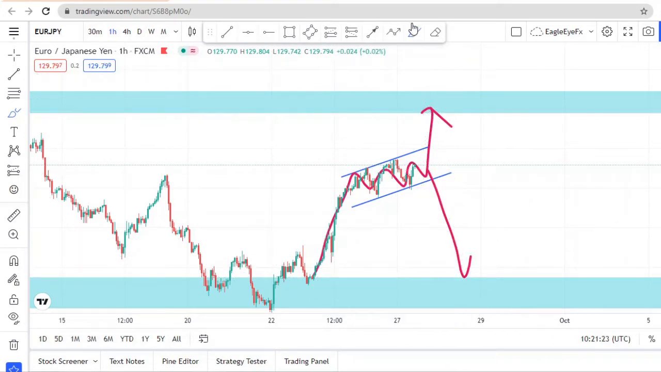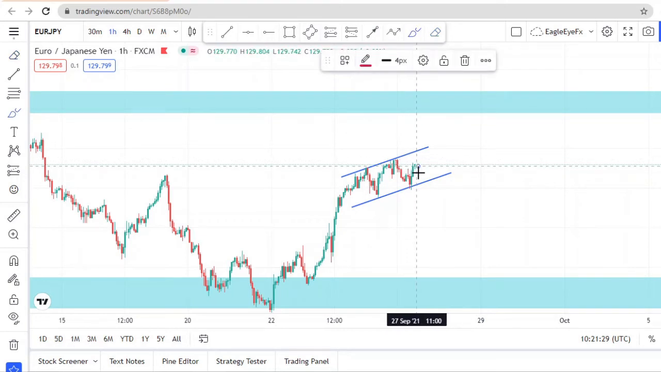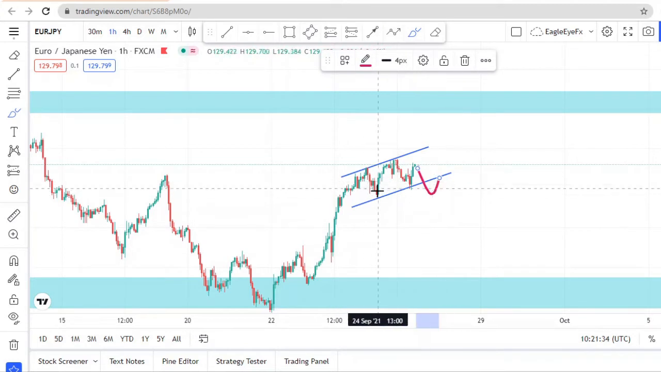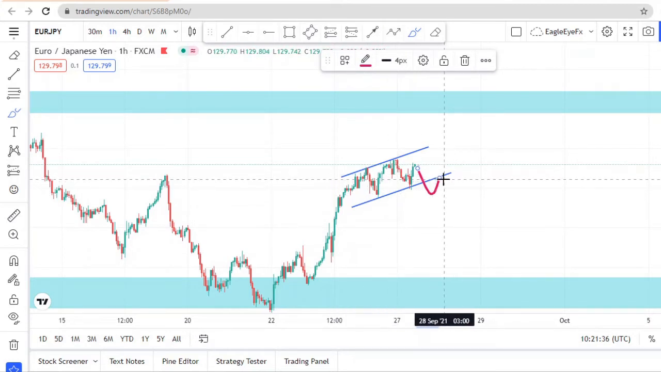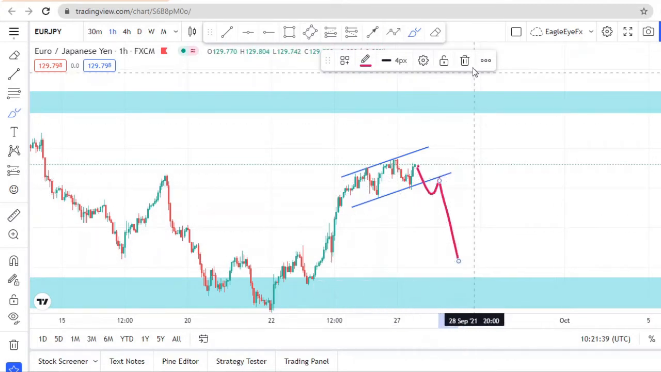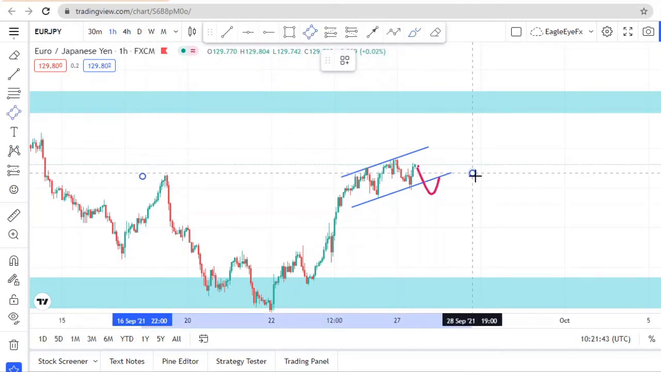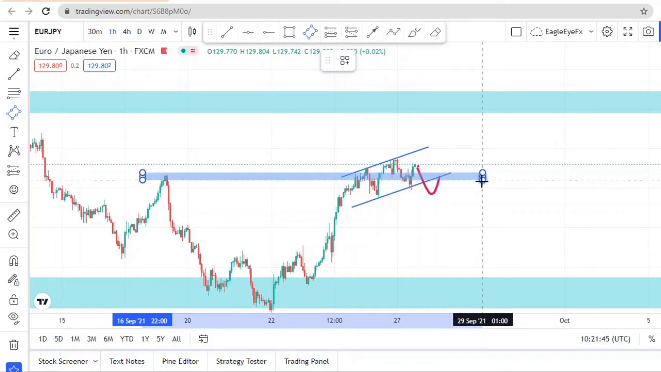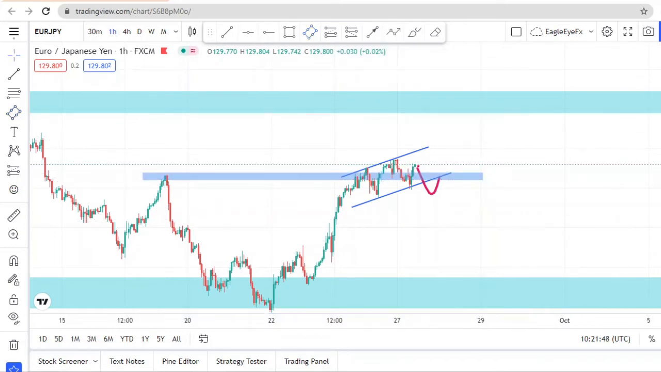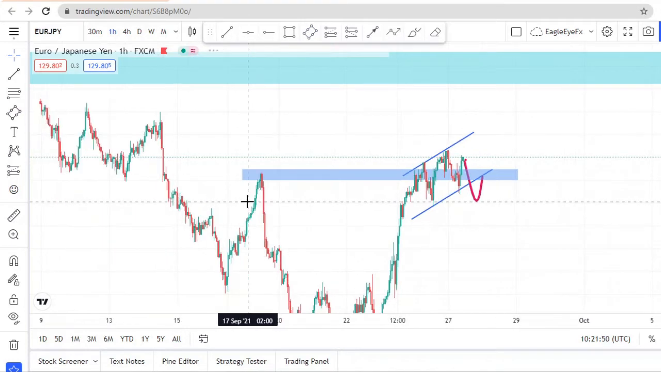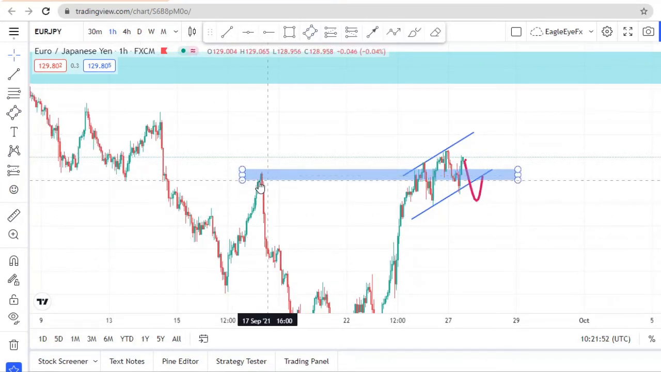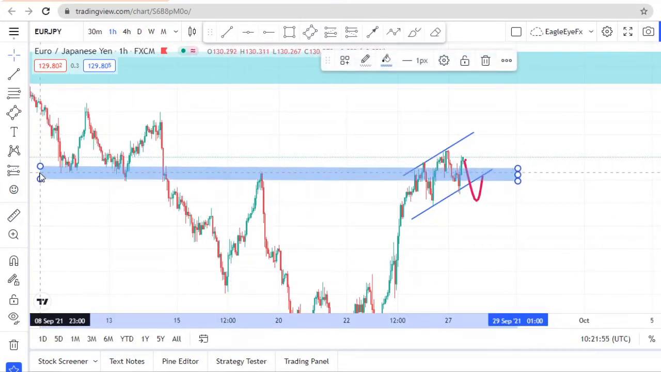So we don't know what this market is going to do. So what am I going to do? If this market breaks this level and finds some retest, and then perhaps I might be interested in some sells. And the reason why I'm saying that is because if I draw at this level here, you can see that this market came up to this particular point here.